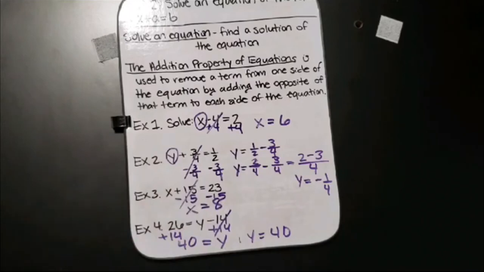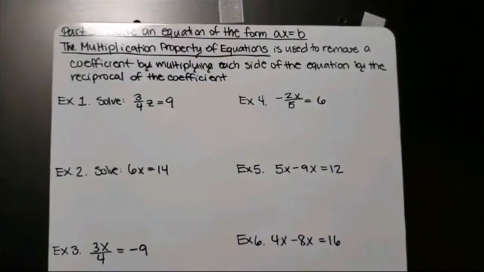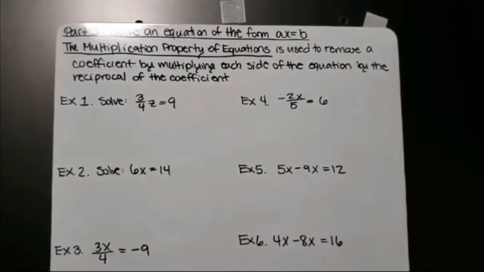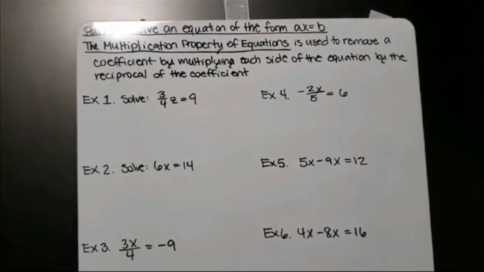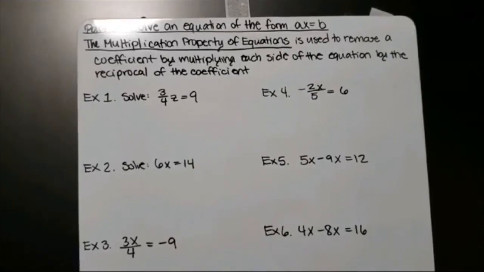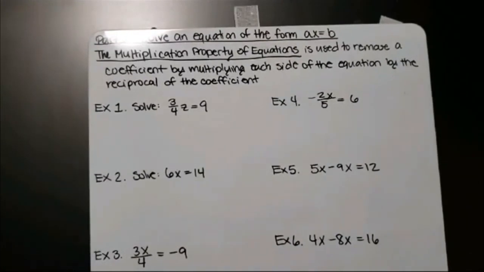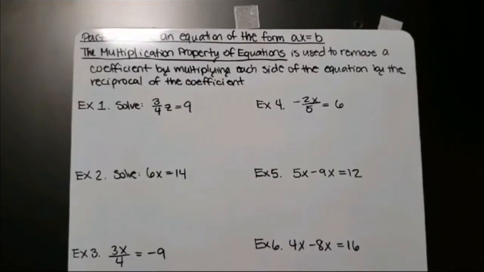Pretty simple. So now let's look at part 3. For part 3, we are working with the form AX equals B. So with the first form, it was going to be addition or subtraction, and with this form, it's going to be multiplication or division. So the property is the multiplication property of equations.